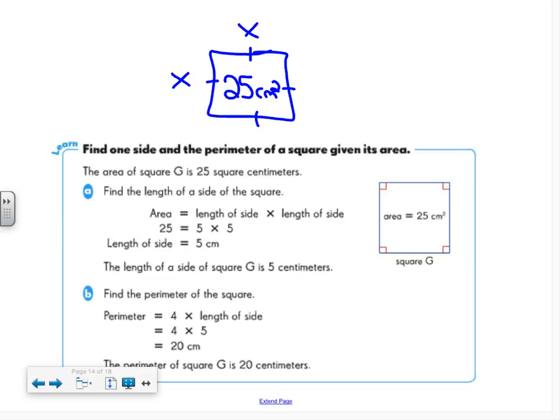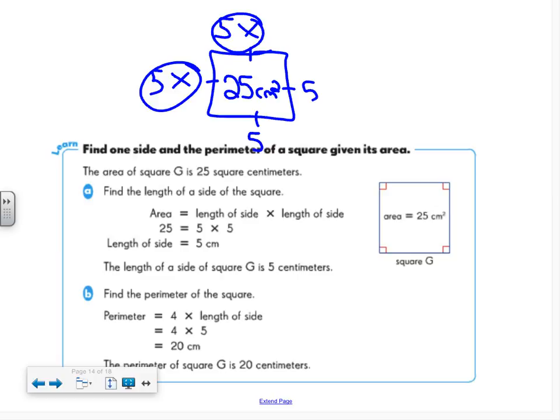So in your brain, you have to think, well, what number times what number gets me to 25? And it's the same number. If you are really great at math facts, then that should come pretty easily for you. If you're not, then it might be something that you struggle with and have to really think about. In your head, you should be thinking, well, 5 times 5 is 25, and that makes sense because all the sides would be 5, and the area would be 5 times 5, get to that 25.